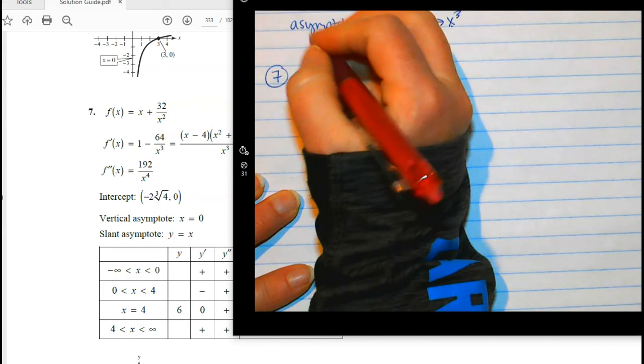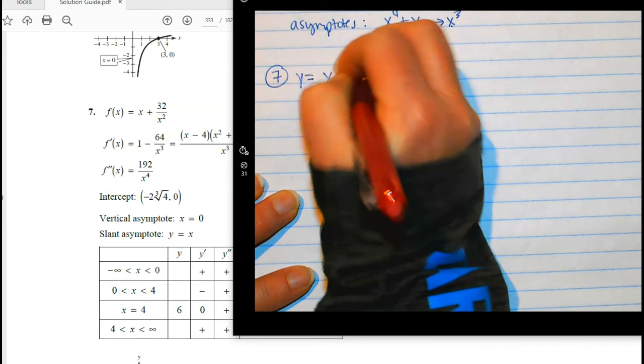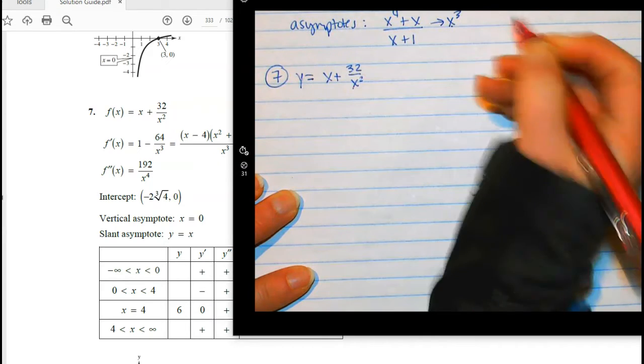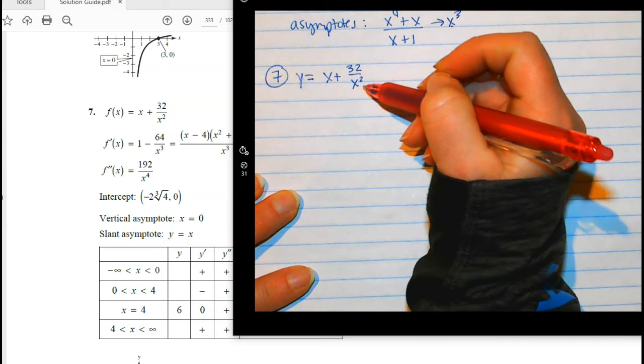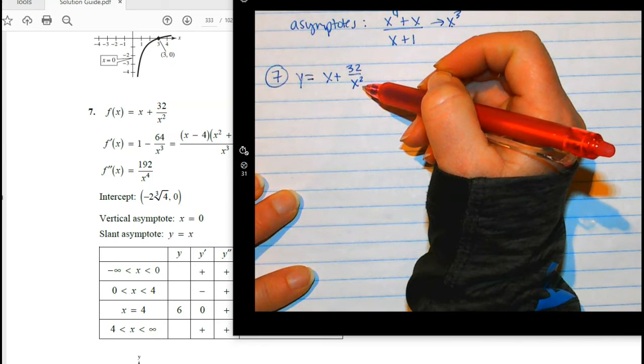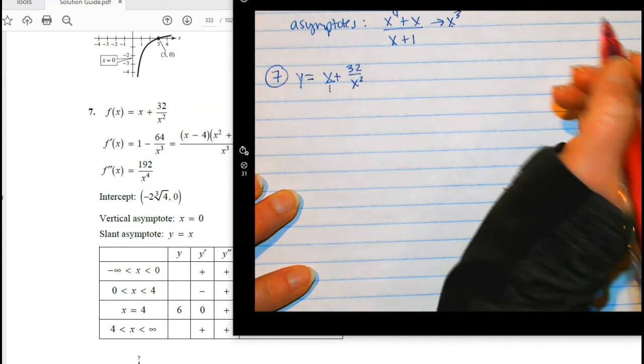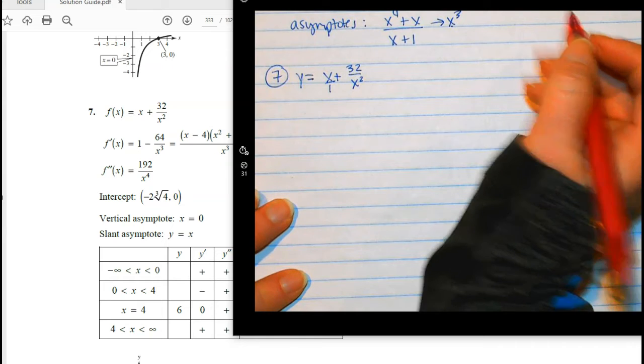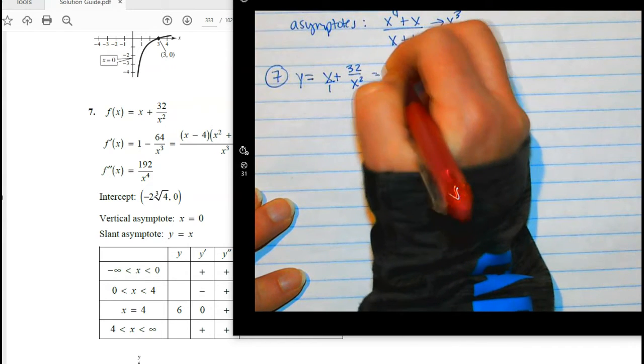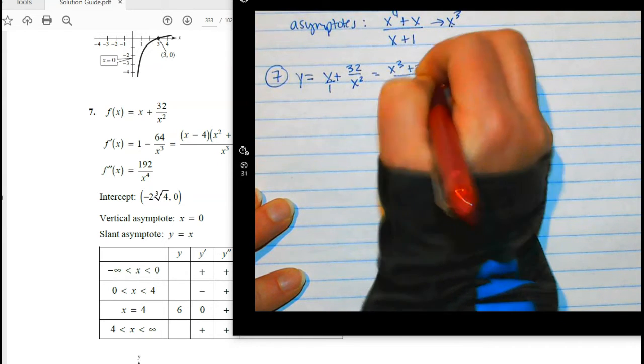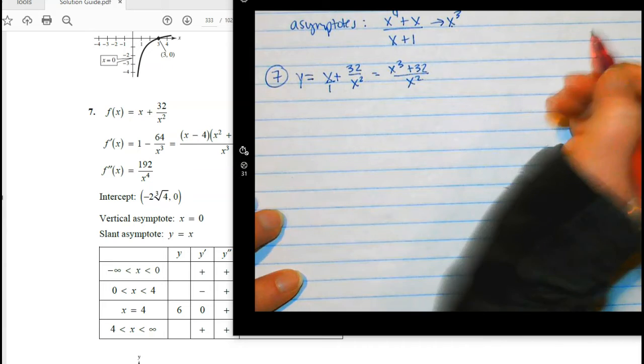I'm not sure that's how the book thinks about it, but that's how I do it easier because those rules I know pretty good. So the common denominator is going to be x squared. This has 1 in the bottom now. I need to multiply the first one by x squared over x squared. So it's going to be x cubed plus 32 over x squared. Now the top is 1 bigger.